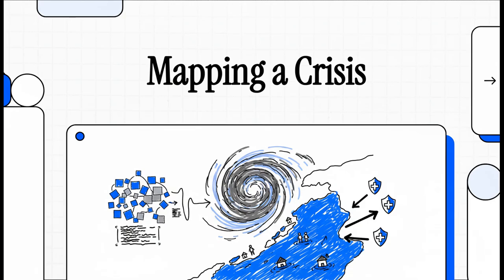Okay, so picture this. A natural disaster hits. Everything's chaos, right? In those first critical hours, what's the most powerful tool you have? It's not a helicopter, it's not a rescue boat, it's information. And today, we're going to see how just a few lines of code can turn raw data into a map that shows first responders exactly where to go. A map that can literally save lives.